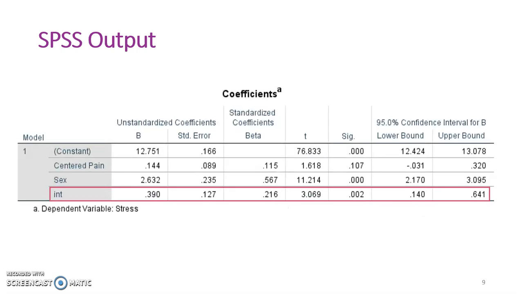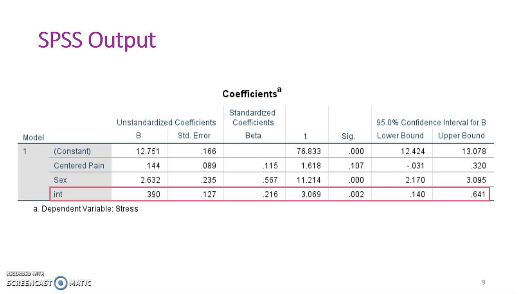So moving on to the coefficients table in SPSS, this is where we will be able to determine if the interaction is significantly predicting the outcome. The first thing that we're going to look at is the significance column, where we get the p-value for the interaction. I've highlighted that in the bottom row: the p-value is 0.002 with a t of 3.069. So that is telling us that there is a significant interaction between pain severity and sex. And it looks like the unstandardized coefficient for that is 0.390. We'll talk a little bit later about what that interpretation might mean.